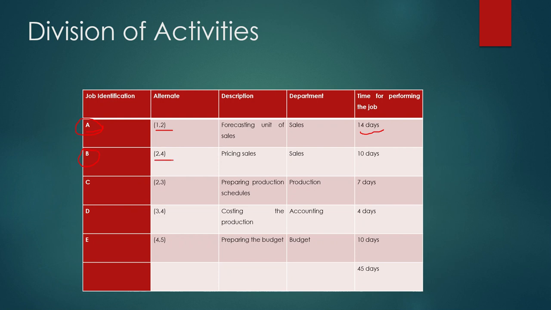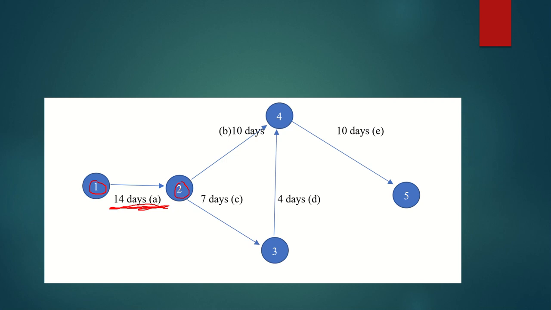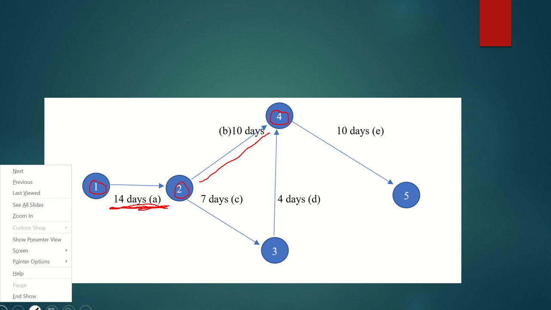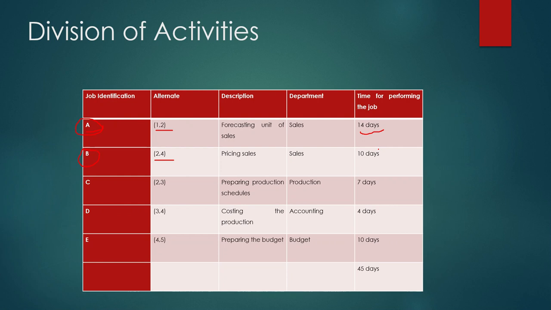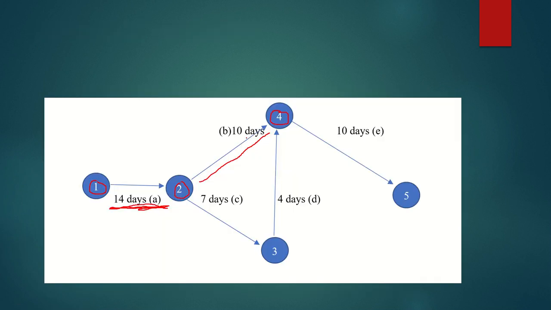Activity B is 2 to 4. How much time was it supposed to take? 2 to 4, 10 days, and it is activity B. So B and 10 days. Here I have mentioned it. Always write time on these arrow lines, on the activity line, right?